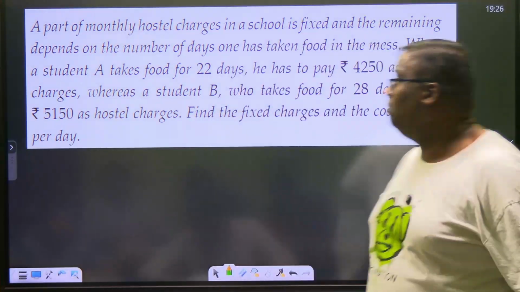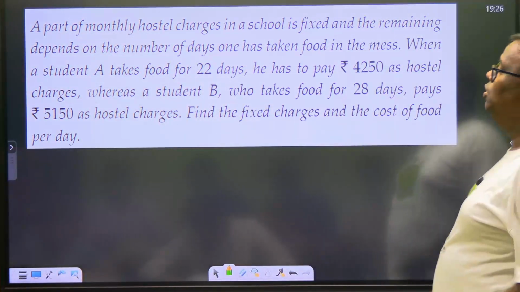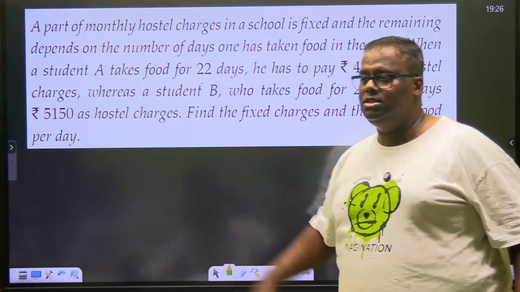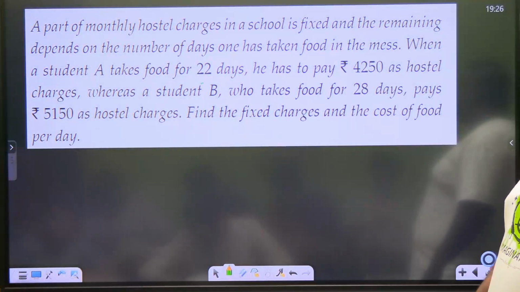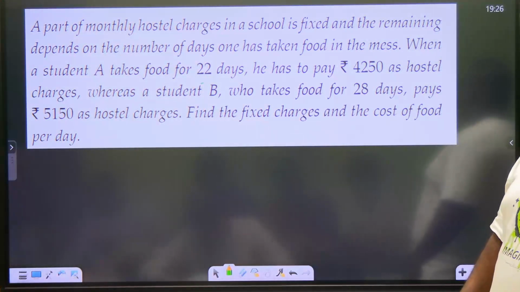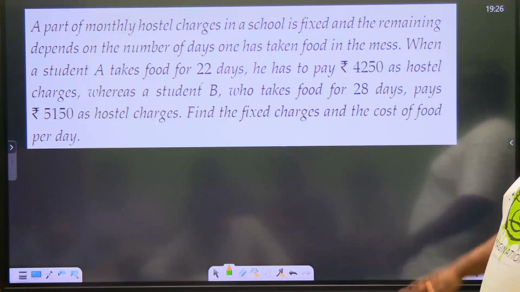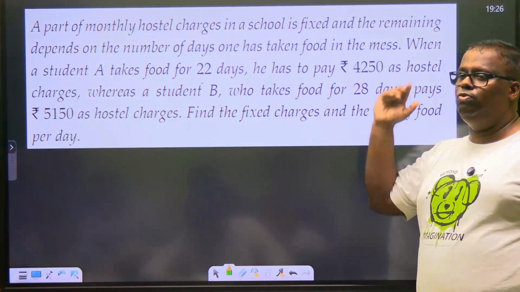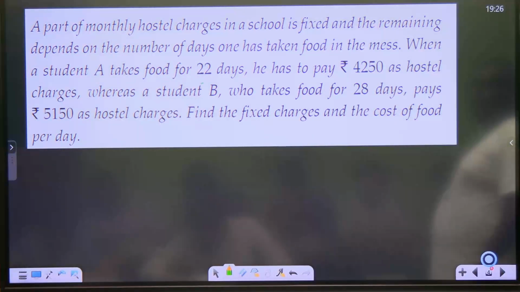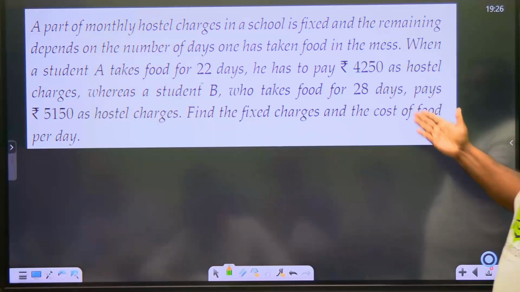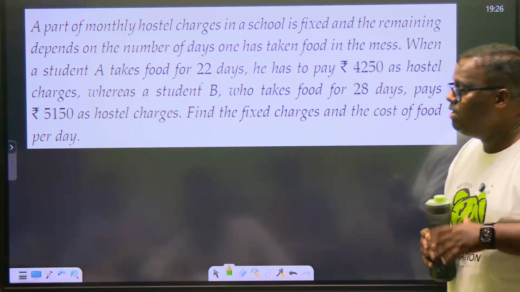Break the problem. There is a student who ate for 22 days. So for him it will be 22y. X plus 22y is equal to 4250. X plus 22y is 4250. Very good. And X plus 28y is 5150.